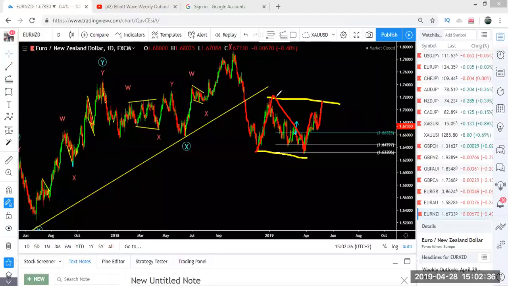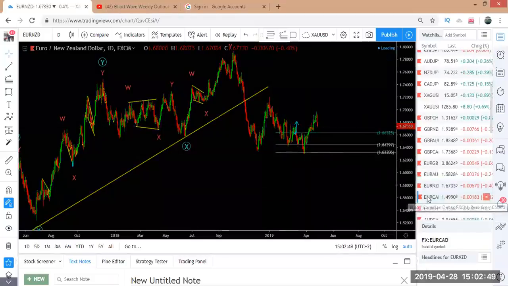Let's see what happens when we open on Monday. So then we're gonna have the move. We're gonna have this move, correction, and then that move. That is Euro New Zealand, Euro CAD.